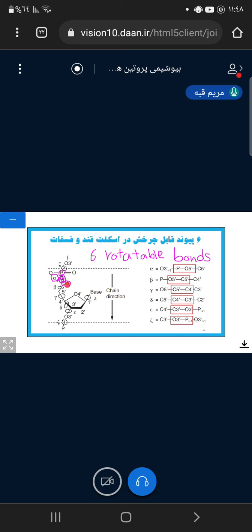Between phosphor and oxygen 5 prime, there is a bond called alpha, and this alpha is rotatable. This circle with the arrow means rotatable.